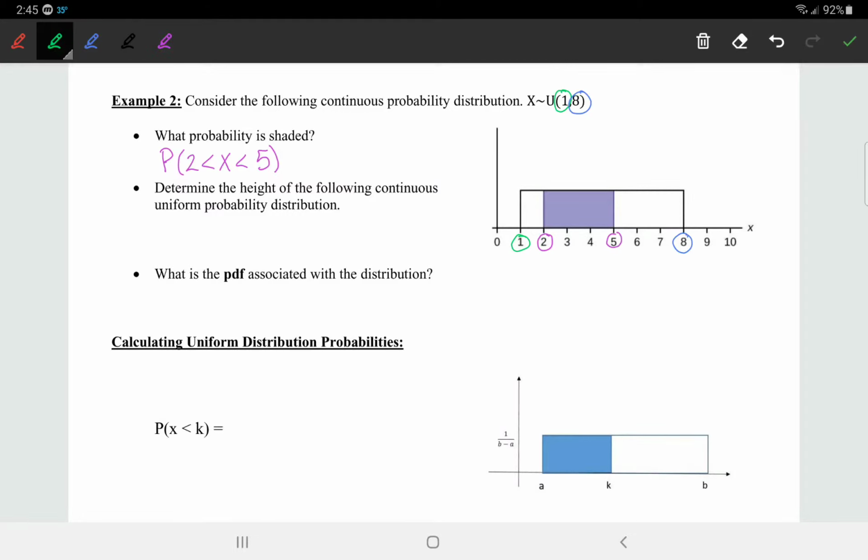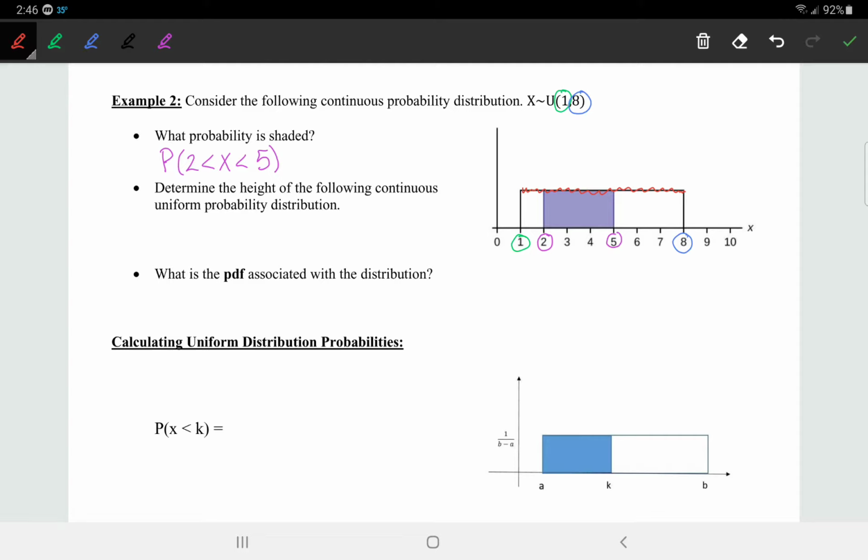So what is the height of this continuous uniform probability distribution? Okay, so what is the height of the rectangle? Well, we know this. The height of this rectangle has to be the probability distribution function. We could use that. We also know that the area under this rectangle has to be equal to 1.